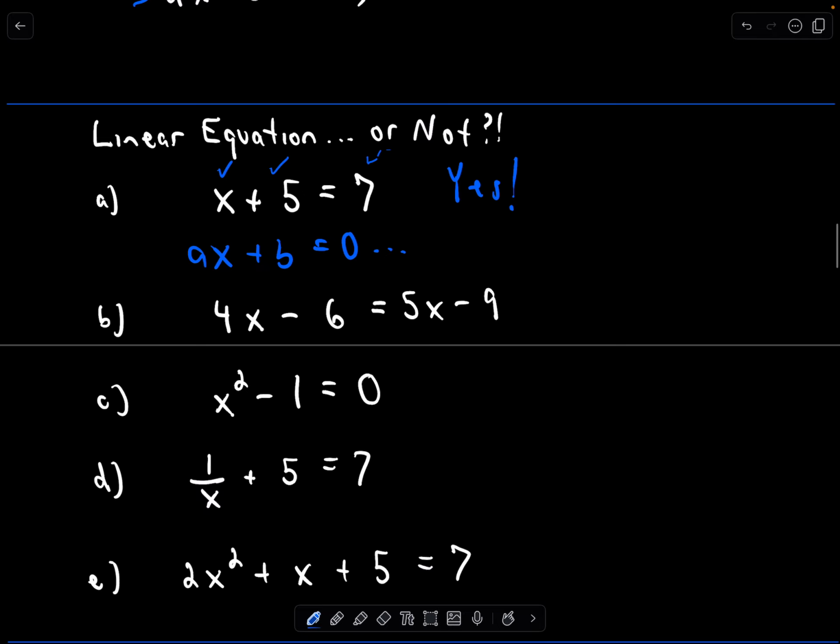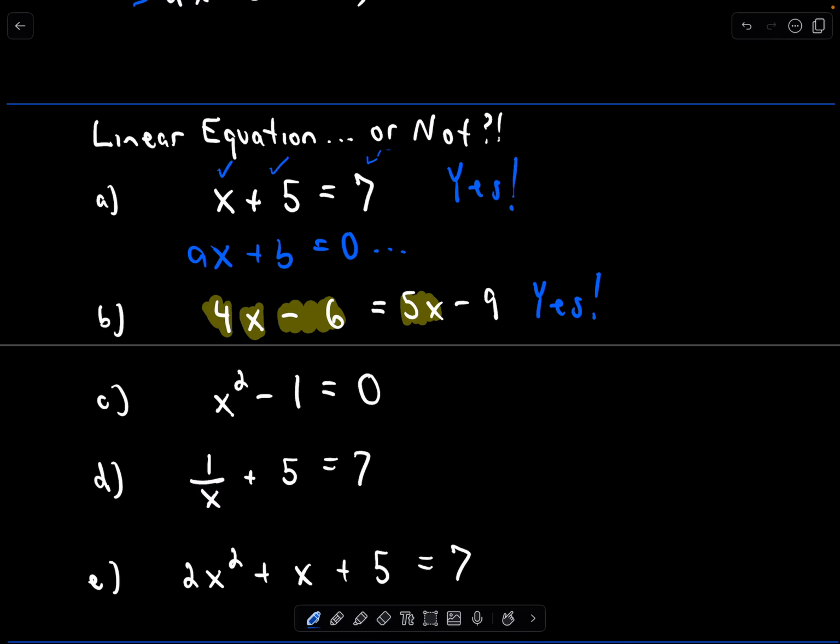The second one, okay, again, there's an x to the first power multiplied by some number, fine. I'm adding or subtracting some number, no problem. On the right side, I've got some number multiplied by x. That's okay. I could combine the 4x and the 5x. There's a way to do that. And then I'm just subtracting this number 9. No problem. So this one, in fact, would represent a linear equation.